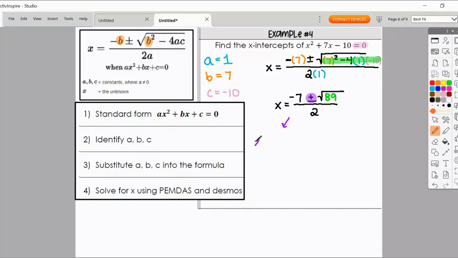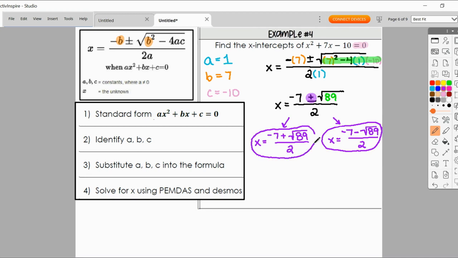first answer is x equals negative 7 plus square root of 89 over 2. And I will also take my x equals negative 7 minus a square root of 89 all over 2. So you got to take both options with the positive and the negative in front of your radical.